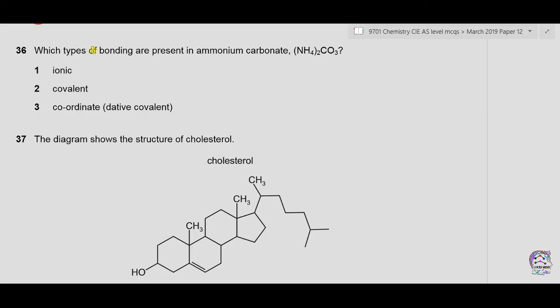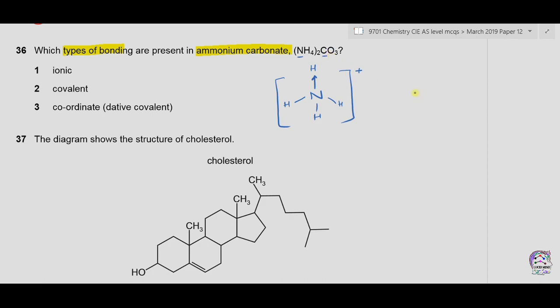Question 36. Which types of bonding are present in ammonium carbonate? Let's draw the structure of ammonium carbonate. We have nitrogen and carbon. Now nitrogen is making 3 single covalent bonds with 3 hydrogen atoms, and it is making 1 coordinate covalent bond with H positive, and the charge on the ammonium ion is +1.